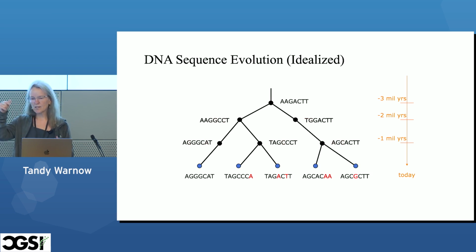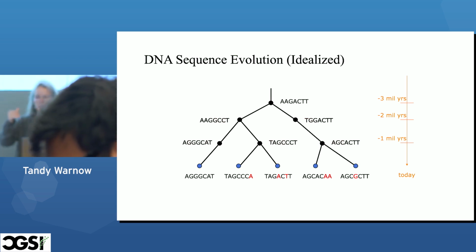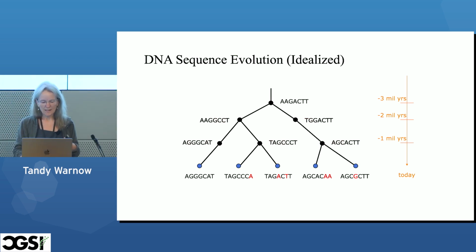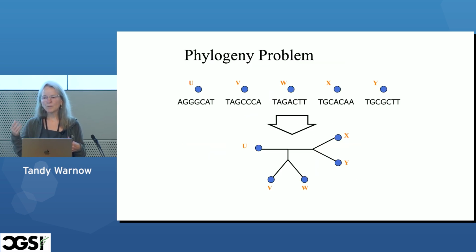Two points. This cartoon has no insertions and deletions. It's just one sequence evolving with substitutions. Okay? Second thing is the statistical models of evolution are time reversible. And when they're time reversible, you can't figure out the root. So you will consider yourself to be happy if you get the correct unrooted tree. Okay? So that's the objective, to get the correct unrooted tree from the sequences.